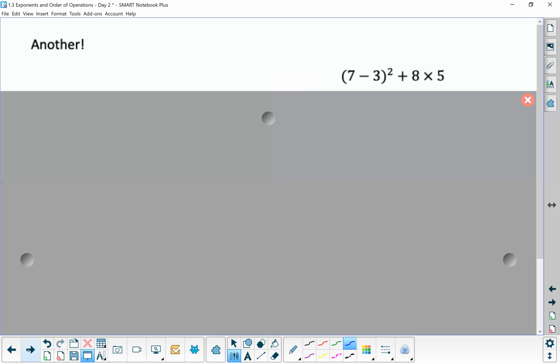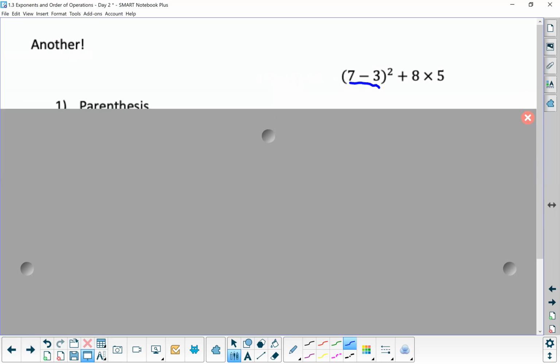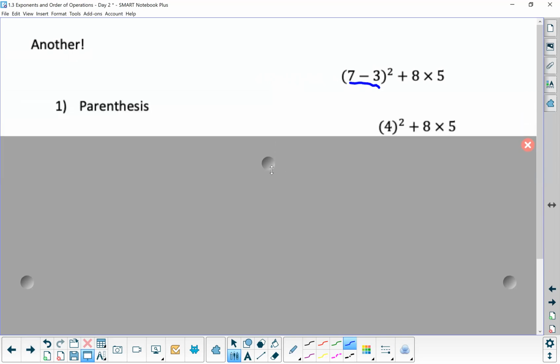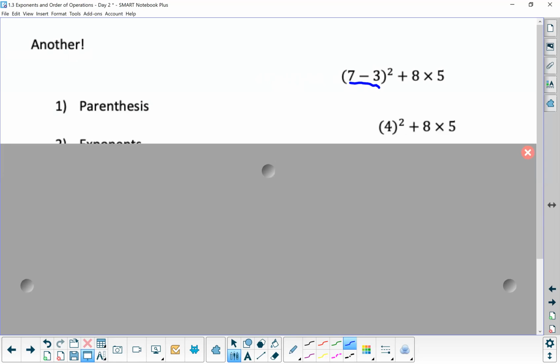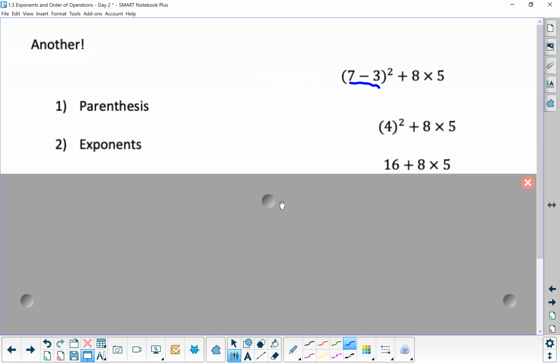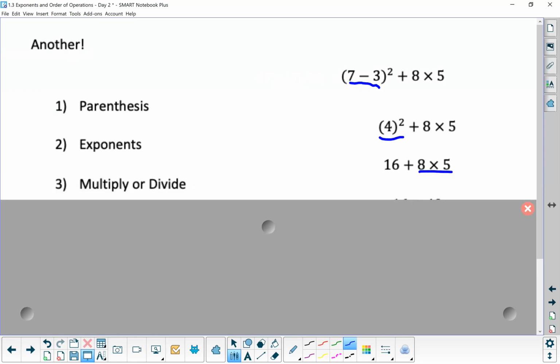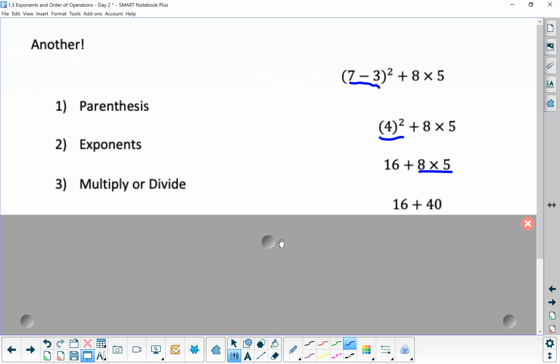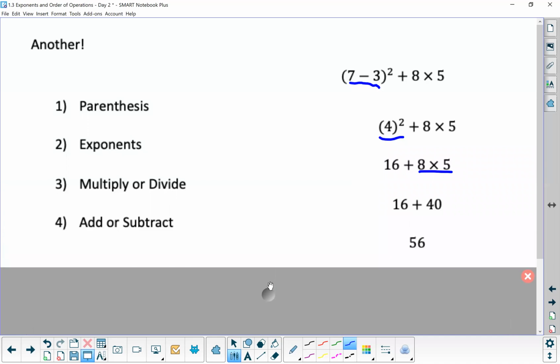Here's another example. Here we do have parentheses, so we need to take 7 minus 3 first. That is 4. We have an exponent, so we square the 4. 4 times 4 is 16. Then we have multiplication. 8 times 5 is 40. And lastly, addition or subtraction. 16 plus 40 is 56.